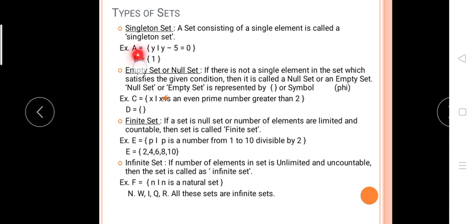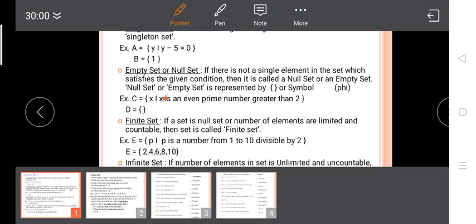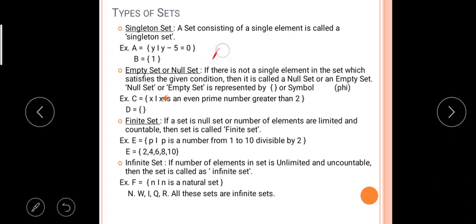If you observe the first example, A is equal to the set of all y such that y minus 5 is equal to 0. When you represent the set in listing form, what is the value? The value is 5 only, and therefore A is equal to {5}.